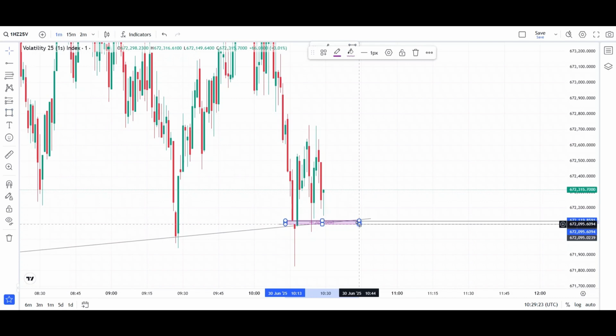We should expect price to go up any moment from now, any moment, because I'm seeing that rejection there. Depending on that rejection, we are seeing the price has to reject, price has to go higher.